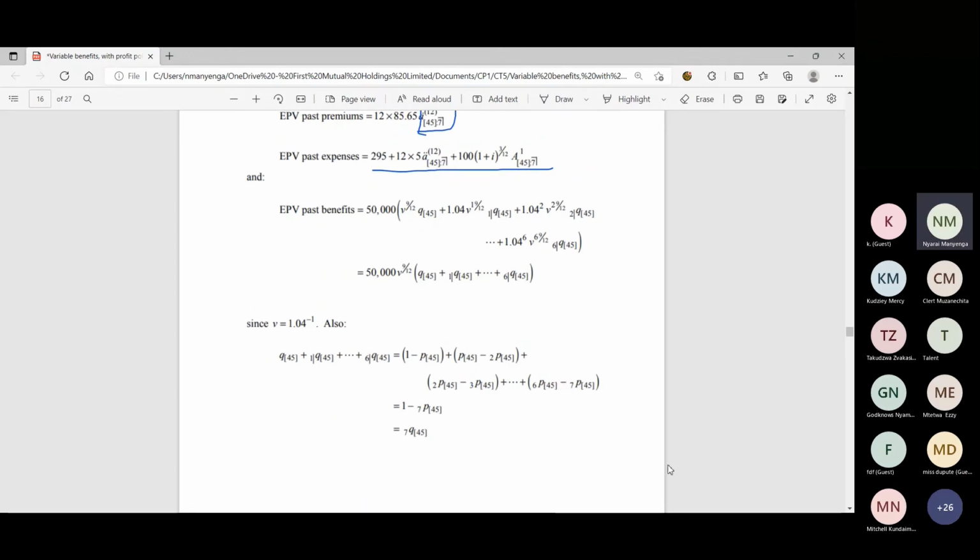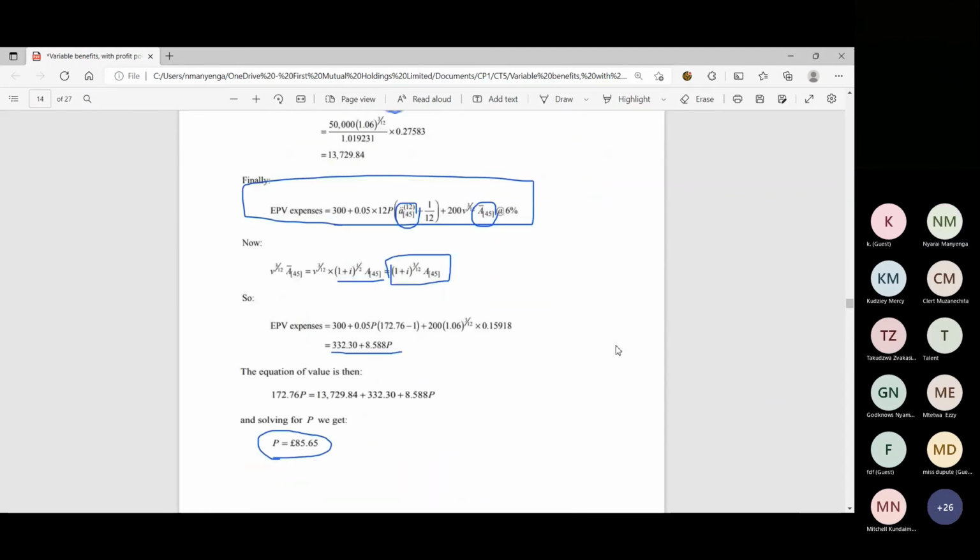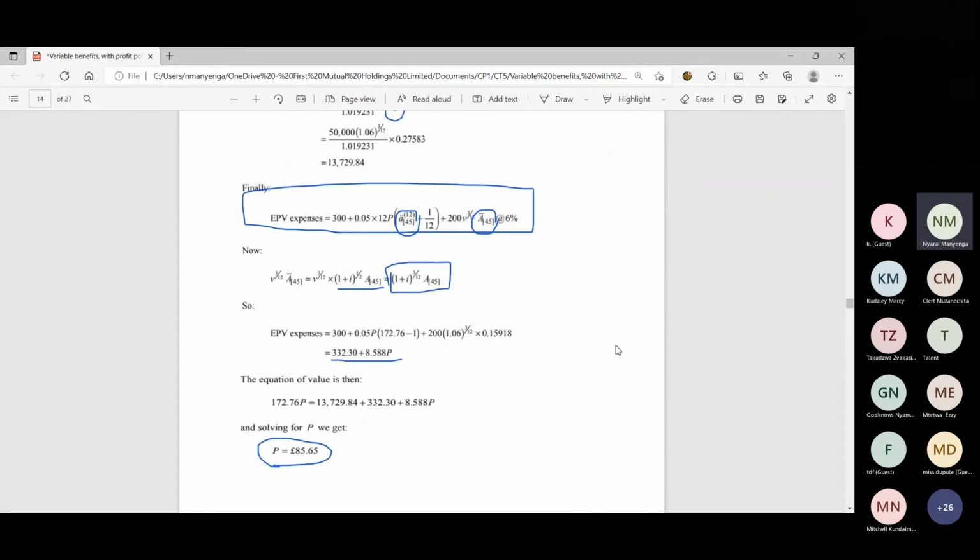Ma'am, that's the point where I'm being confused. Why are we multiplying by 3 over 12? Isn't it supposed to be 9 over 12? I mean 6 over 12 plus 3 over 12. Why are we multiplying? No, yeah, it's because we are saying that the benefit is, like, when we simplified it here.